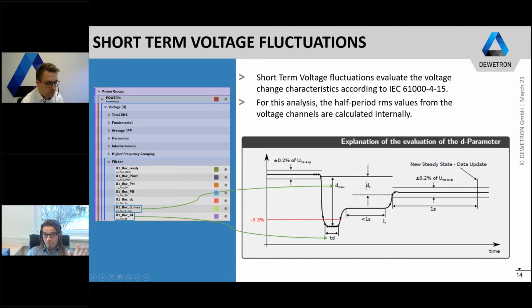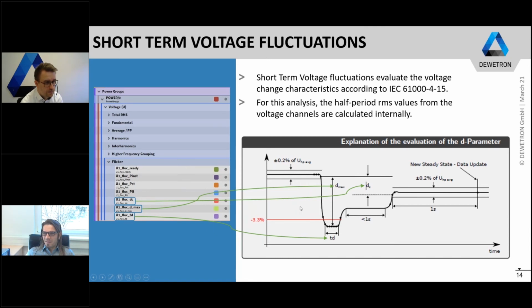And after some time, hopefully, a new steady state will appear and the half-periodic RMS value will be constant again. The new steady state is reached after the average value of the half-periodic RMS value is within the limit of plus minus 0.2% for at least 1 second again. And that's also the instant of time where the data is updated. And the change from the old steady value to the new steady value is stored to the so-called DC channel. I hope this was not too confusing, but that's the calculation according to the standard. And that's the information which is stored to these channels here.